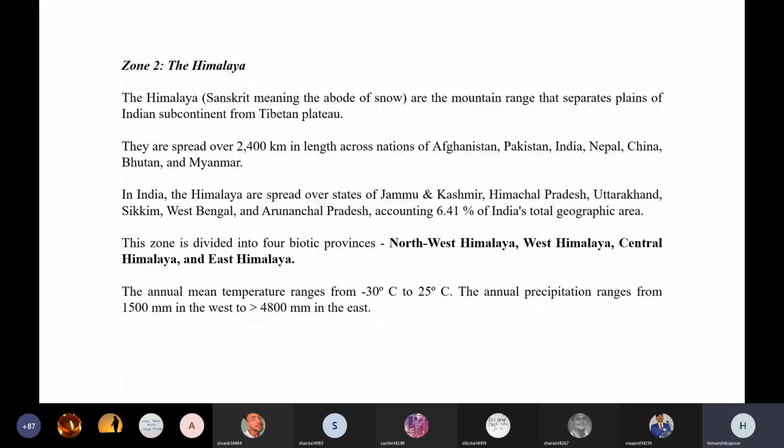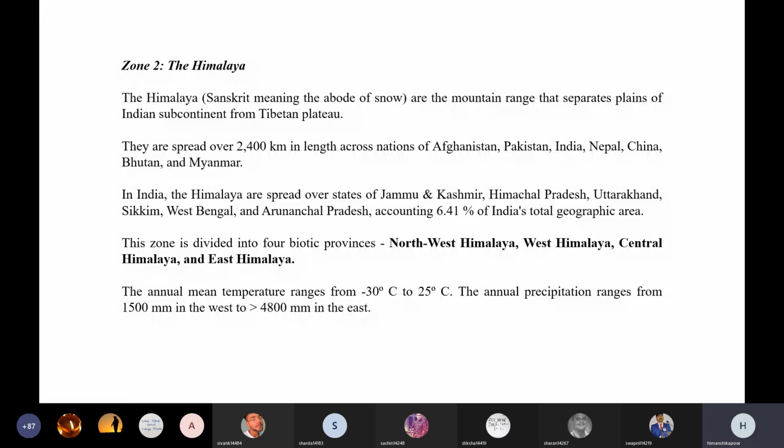And what are the annual mean temperatures in the Himalaya? It ranges from sub-zero, that is minus temperatures, to normal room temperature, that is 25°C. And also the annual precipitation ranges from 1500 millimeter in the west to more than 4800 millimeter in the east. Can you notice the variation in the rainfall pattern from west to east? It is again all dependent upon the topography.